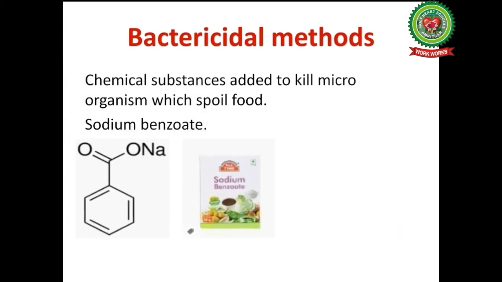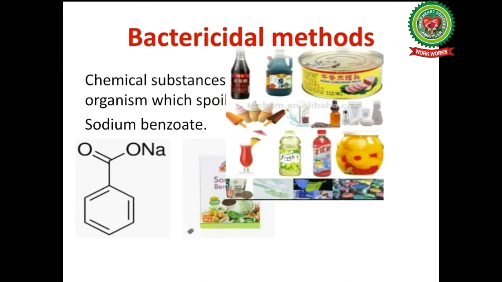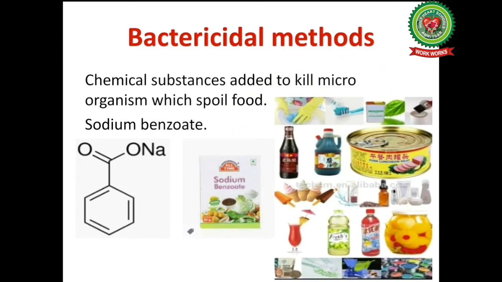Sodium benzoate is a benzene ring with a COONa group on it. Sodium benzoate is used as a preservative for ketchups. It is used as a preservative for soft drinks and acidic food. It is even used as a preservative in breads and cakes also.